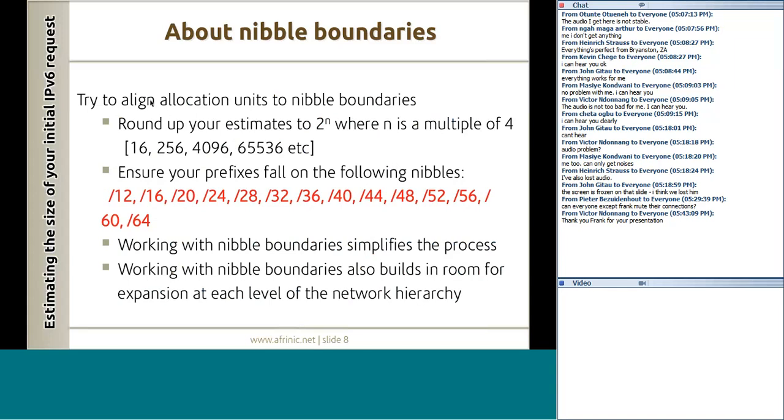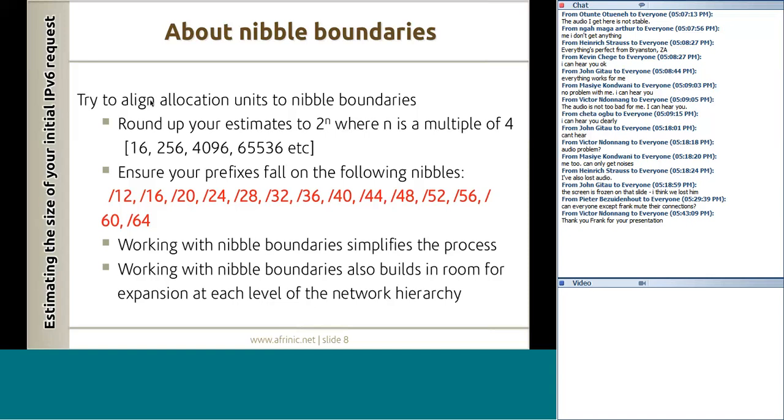In order to make sure that you fall cleanly on nibble boundaries, round up your estimate to 2 to the n, where n is a multiple of 4. So you have numbers like 16, 256, 4096, 65536. The numbers look large, but believe me, once you bring everything down to the nibble boundaries, it's going to fall cleanly.